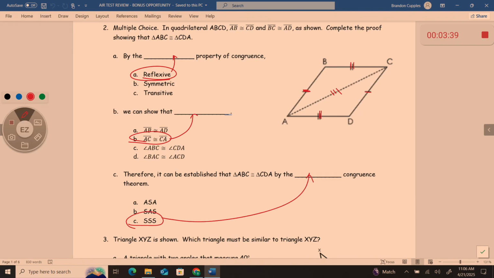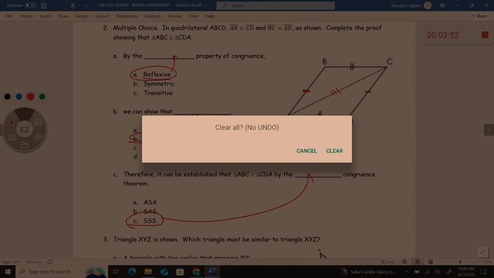Okay. As I said before, you don't have to get all the problems correct on the geometry air test, but you do need to get the ones that you know correct. This is a simple problem right here, guys. Take your time. Make sure you can get that problem right.